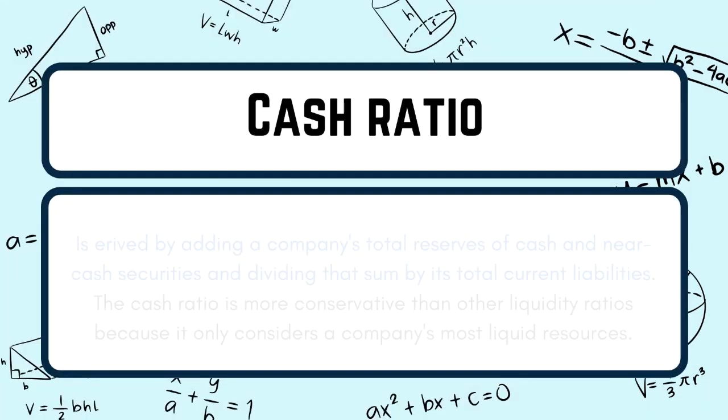Cash ratio. By adding a company's total reserve, the cash and near cash, and dividing that sum by the total current liabilities, the cash ratio is more conservative than other liquidity ratios because it only considers the resources a company can liquidate.